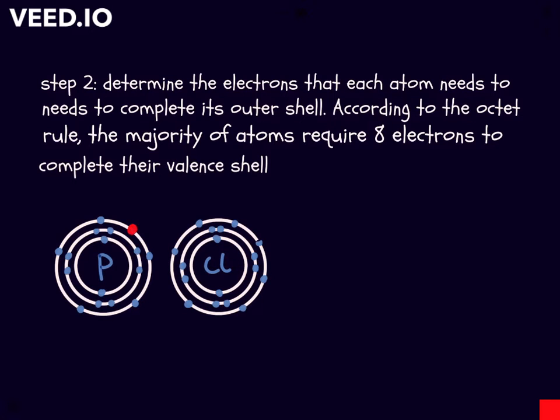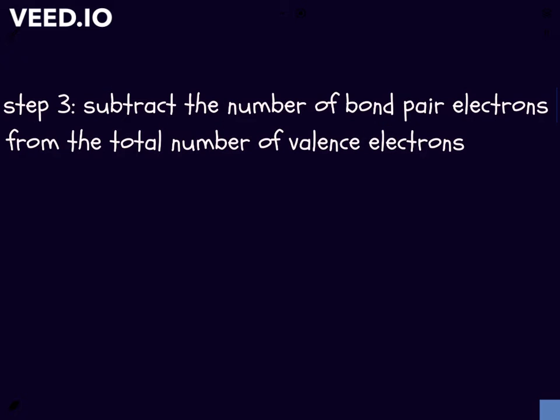Step 2. Determine the electrons that each atom needs to complete its outer shell. According to the octet rule, the majority of atoms require 8 electrons to complete its valence shell, except for hydrogen, which requires 2 electrons. Back to our example. Phosphorus requires 3 electrons and each chlorine atom needs 1 electron. Ergo, there are 6 bond pair electrons. Step 3. To get the total number of non-bonding electrons in the molecule or ion, subtract the number of bond pair electrons from the total number of valence electrons. In this case, that would be 20.